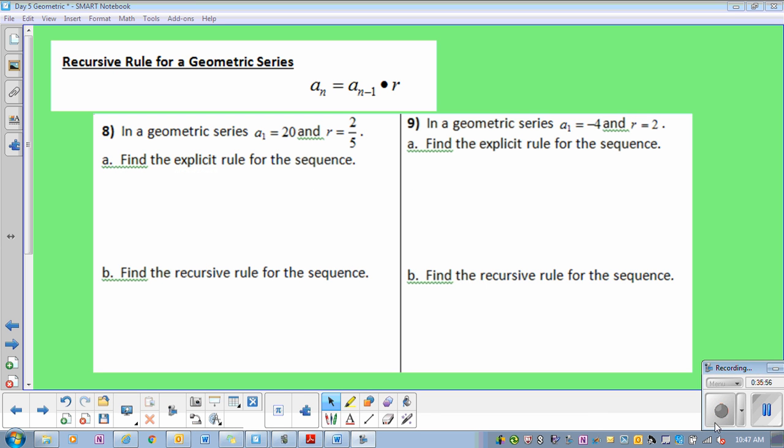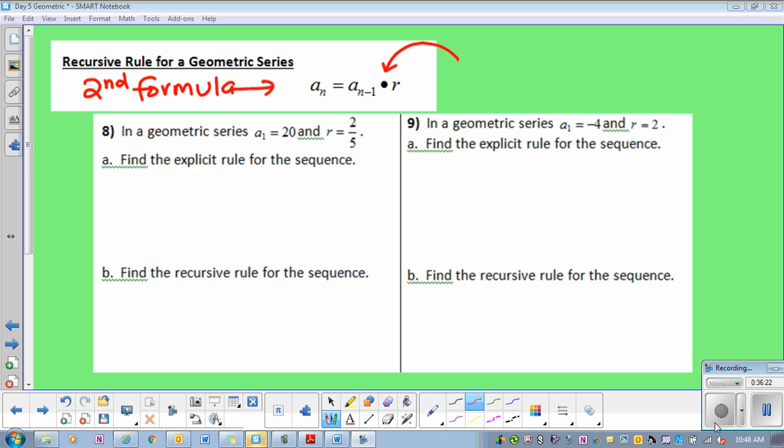Anyway, let's look at this recursive rule for a geometric series. So this guy right here is the second formula under geometric, right? The first one is explicit, the second one is recursive. And literally all you have to do here, just like with the arithmetic, is just plug in r. That's it. Okay, we're plugging in the ratio.